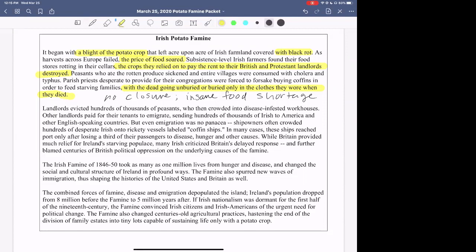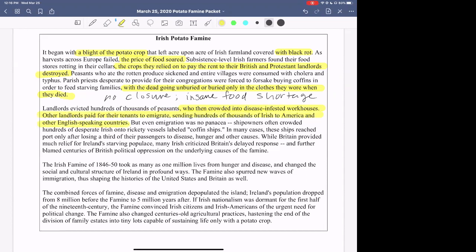That's what happened when the Irish were unable to rely upon the potatoes, which was a big part of their economy. Landlords evicted hundreds of thousands of peasants, who then crowded into disease-infected workhouses. So this is not good, because they have nowhere to go, and so they're going to go into these crowded and now disease-infected workhouses. Other landlords paid for their tenants to emigrate, sending hundreds of thousands of Irish to America and other English-speaking countries. So as a result, many people are coming to the United States from Ireland.